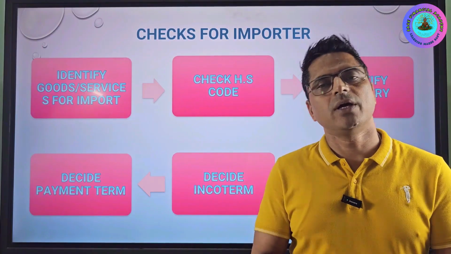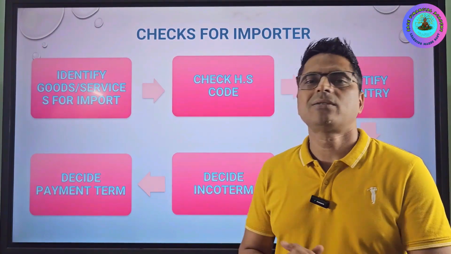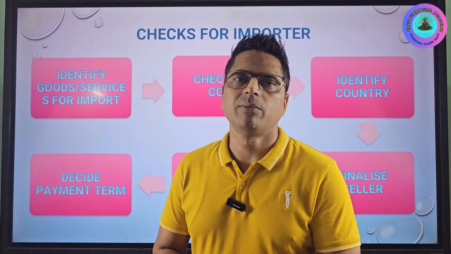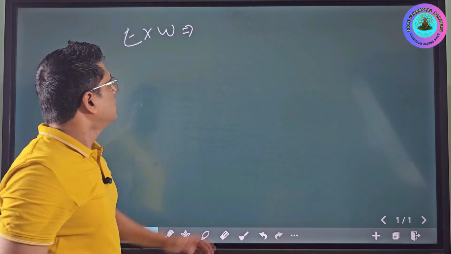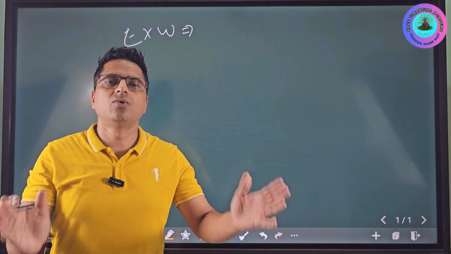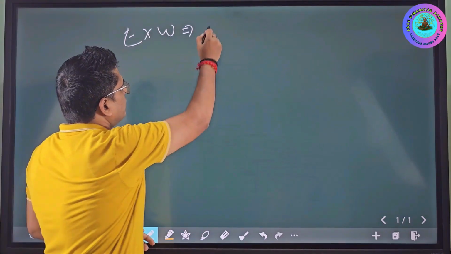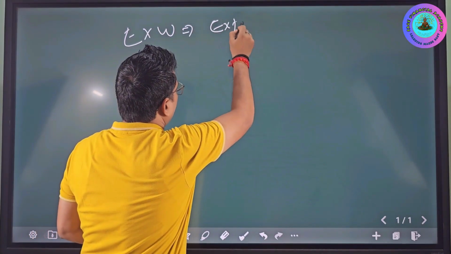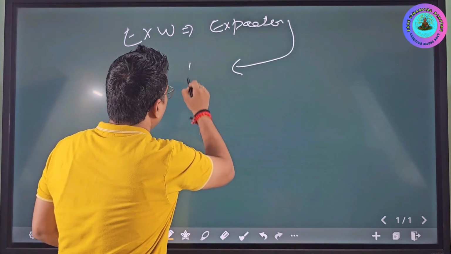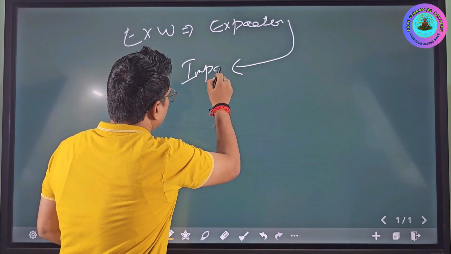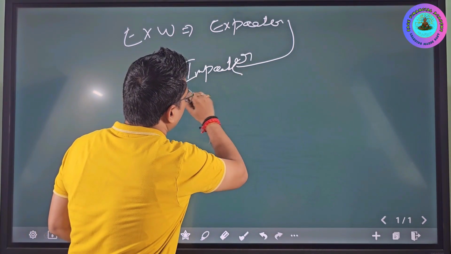So you must be aware about the Incoterm. Let's take some example to understand the Incoterm as well. Ex Works means the Incoterm which allows the exporter to make the goods available at their own place. From the exporter's place, all the charges and responsibility will be borne by the importer. So the importer must be aware about the Incoterm.